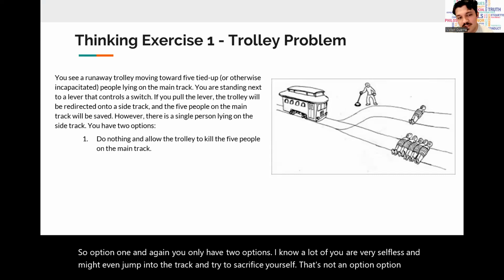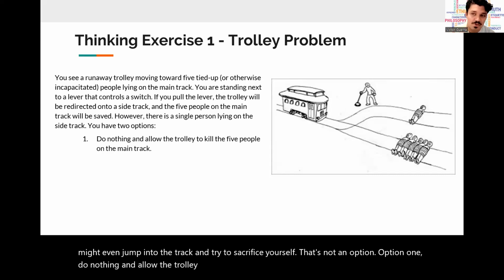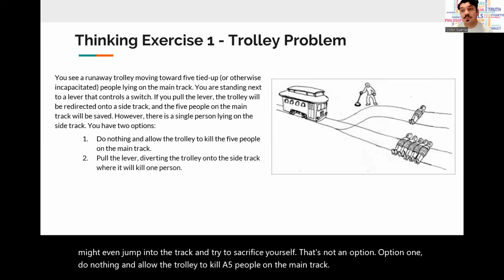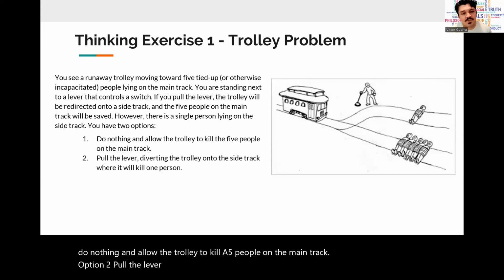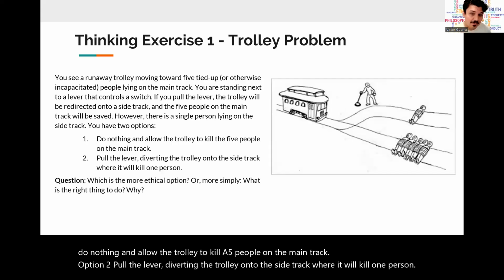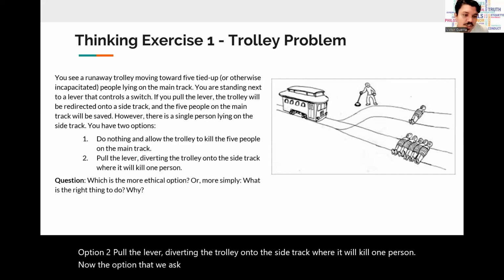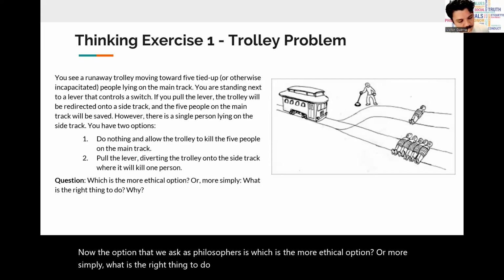Option 1, do nothing and allow the trolley to kill the 5 people on the main track. Option 2, pull the lever, diverting the trolley onto the side track where it will kill 1 person. Now, the question that we ask as philosophers is which is the more ethical option, or more simply, what is the right thing to do and why?